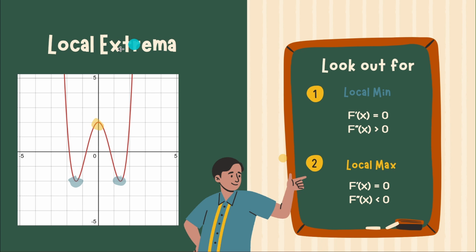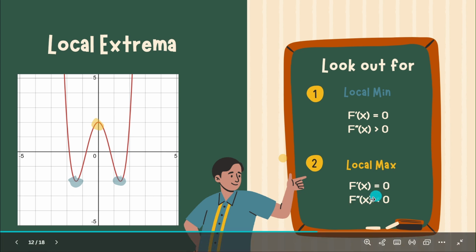So you also want to try to look for the local extrema points, and for that you look out for the local min using also f prime of x. You set f prime of x equal to 0, and then you look for where f prime of x is greater than 0, and then you know you have a local min. In this case there are two local mins. And then for local max, you also still set f prime of x equal to 0, and you search for when f prime of x or f double prime of x is less than 0 to give you your local max.